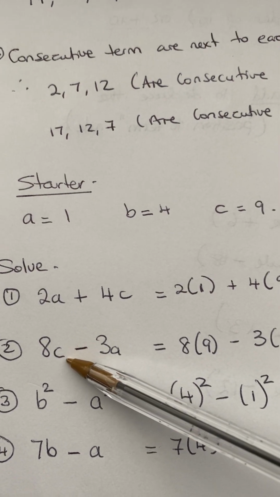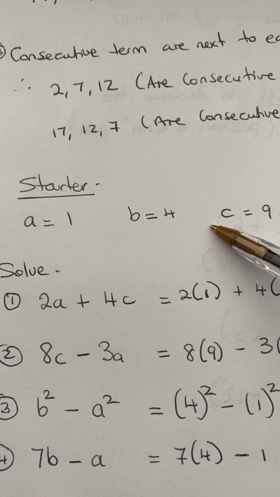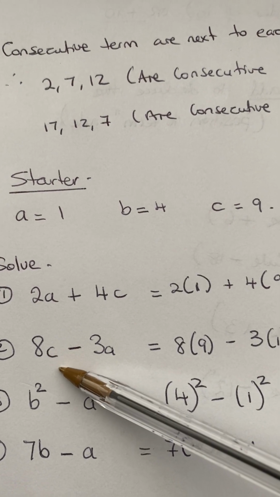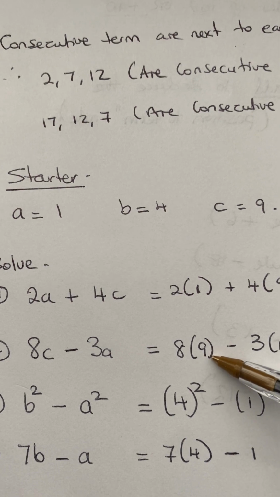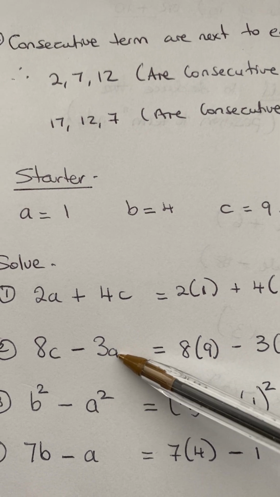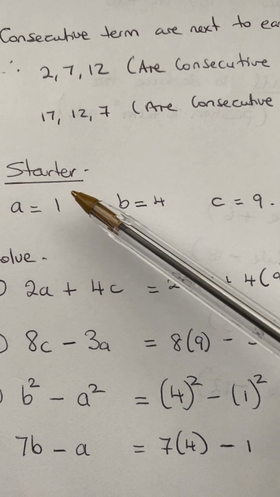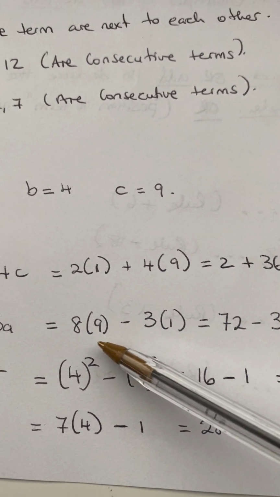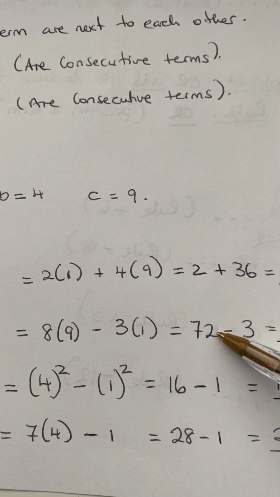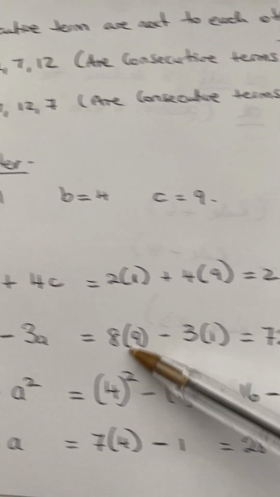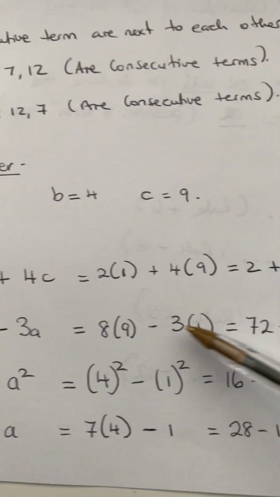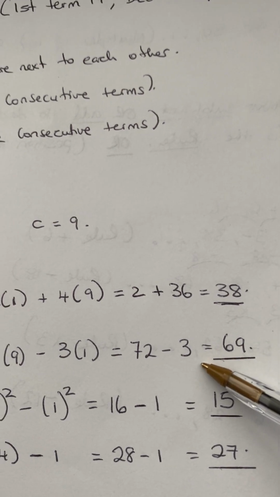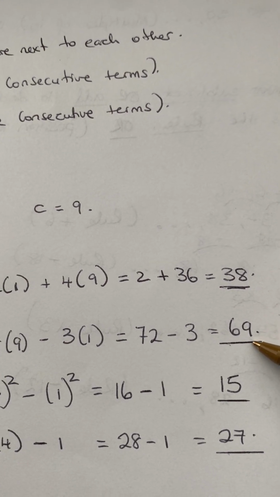Now 8C, C is 9. So 8 times C, 8 times 9. A is 1, so 3 times 1. Okay, so 8 times 9 is 72 minus 3 times 1, which is 3, so your answer will be 69.